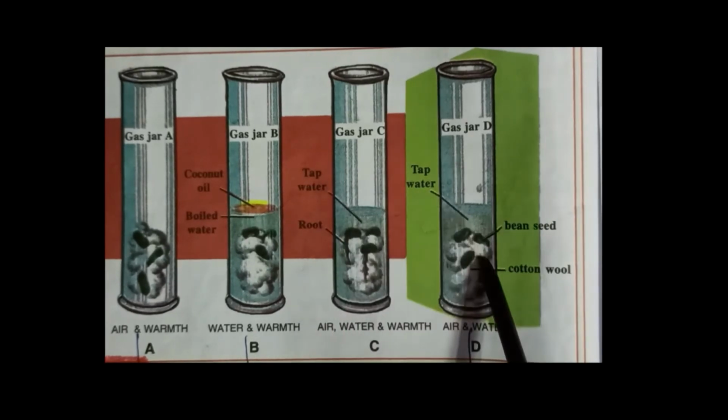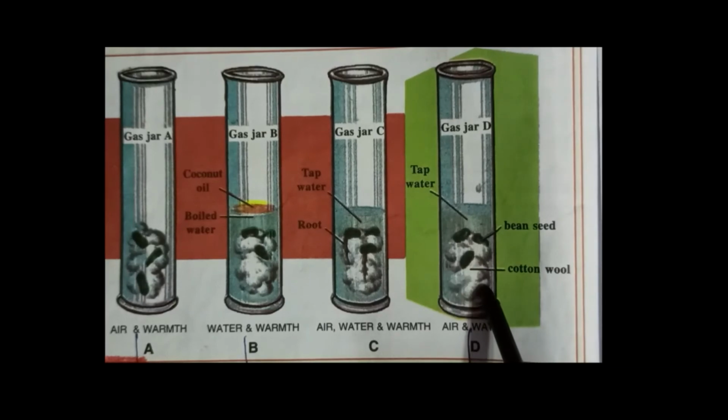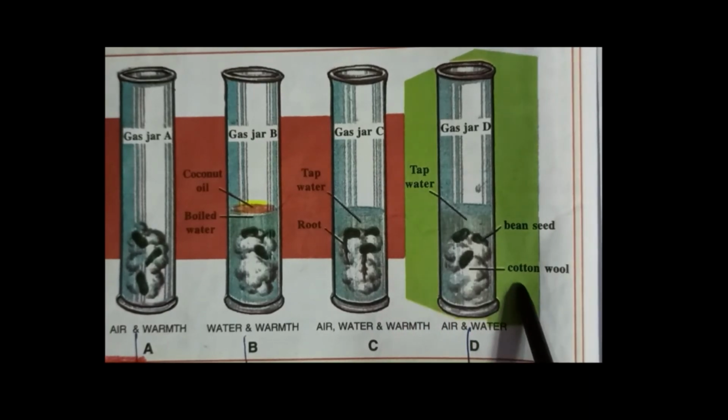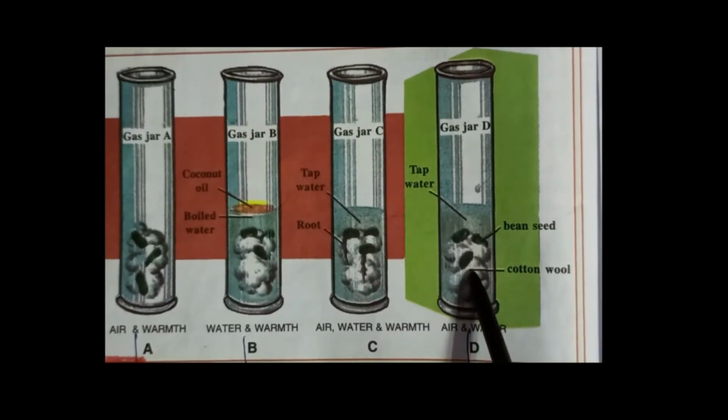And in jar D, do the same thing: put the cotton with bean seeds and pour the tap water, but put this jar into the refrigerator. Do not leave it in the laboratory.